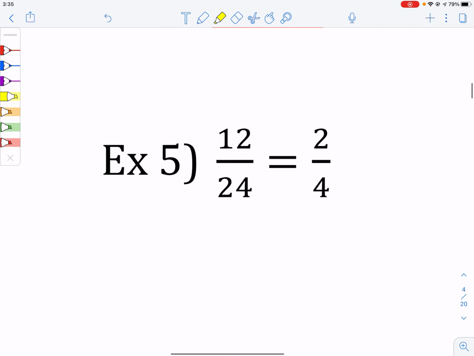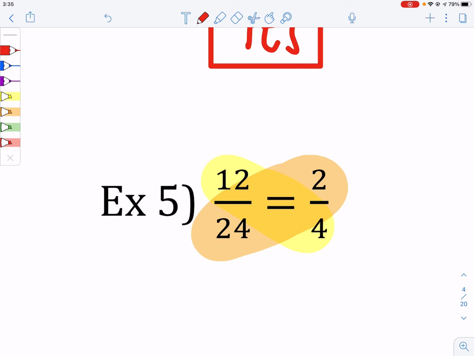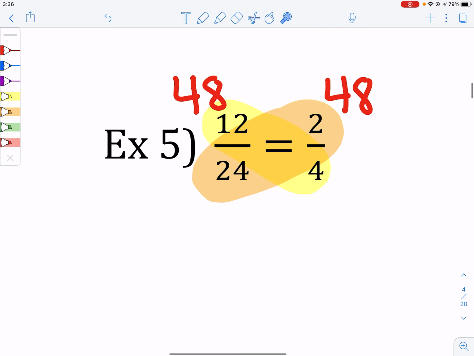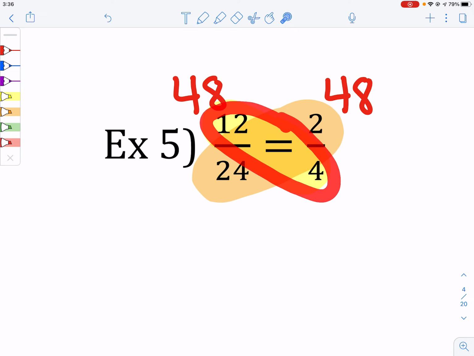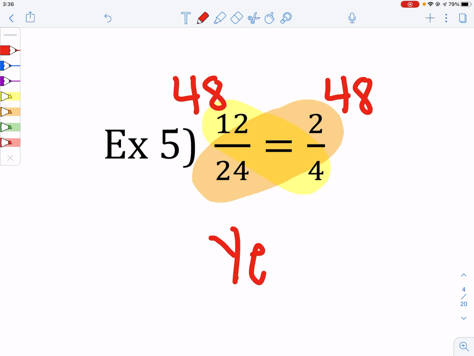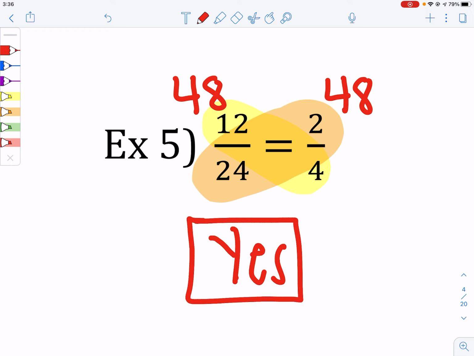Okay, let's try another one. So you have 12 and 4. Remember, cross means diagonal, product means multiply. 12, 24, 36, 48. This gives me 48. 24 times 2 is also 48. I got the same number when I multiplied diagonally. So 12 times 4 is 48. 24 times 2 is also 48. So I'm going to say yes. These ones are also proportional because they have the same cross product.